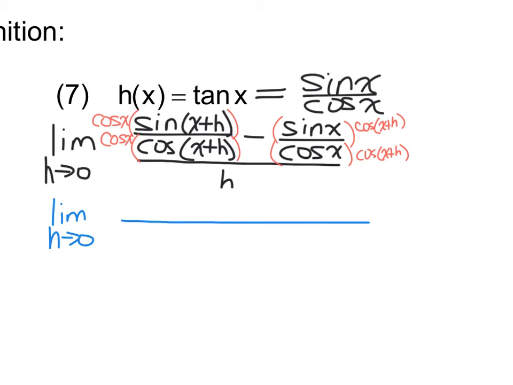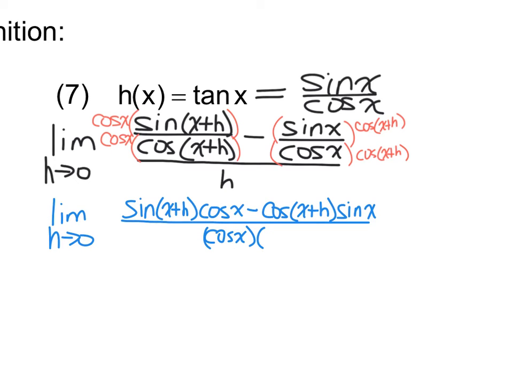But each term or each component has a sine and a cosine. So this is actually shaping up an awful lot like the expanded form of the sum identity for sine, or a difference identity. So I'm going to write it as sine of x plus h cosine of x minus cosine x plus h sine of x. All right, that's all over my common denominator of cosine x cosine x plus h. And that whole thing is over h, which is over a 1.